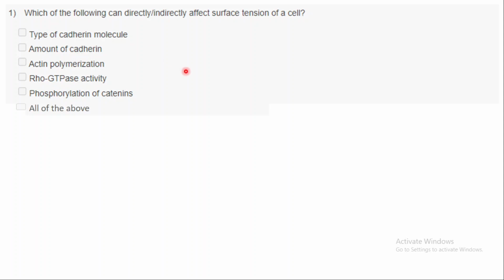Yes, Ajay, if I reveal the answer, you will know that you are exactly correct. All of the above is the correct answer. So all these phenomena can directly or indirectly affect the surface tension of a cell. The type of cadherin molecule, the amount of cadherins present on a cell, actin polymerization, which is a part of the cytoskeleton, Rho GTPase activity, which is an important enzyme involved in polymerization of microtubules and actin, and phosphorylation of catenins. We will learn about these concepts shortly.